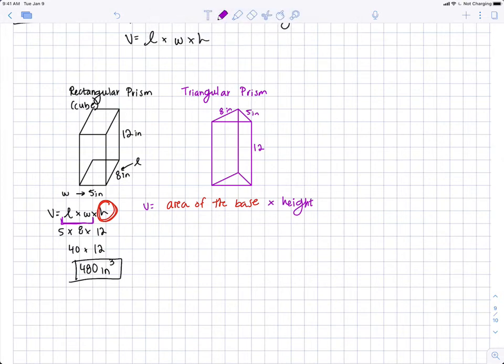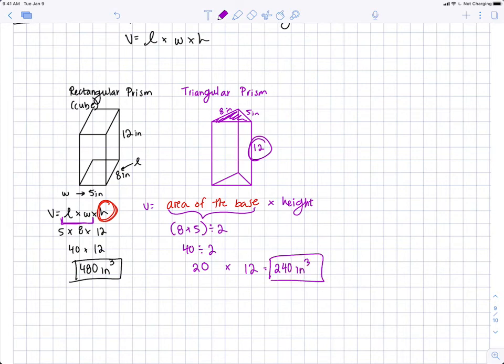To find the area of the triangle here, I need to multiply 8 times 5 and then divide it by 2. That's going to be the area of my base. So 40 divided by 2 gives me 20. So 20 is the area of my base, and now I'm going to multiply it by the height of my prism, which is 12. So 20 times 12, well, 2 times 12 is 24, and then put a 0 on at the end, so that's 240 cubic inches.